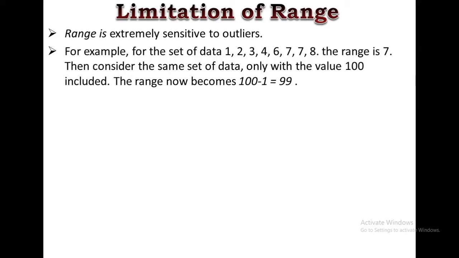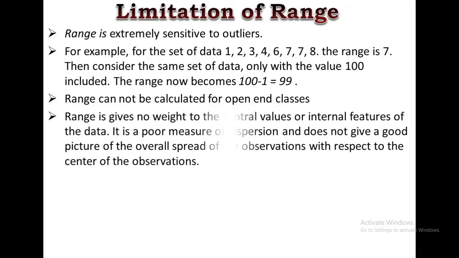And the next limitation is that range cannot be calculated for open-end classes. Range is based on two extreme observations and it gives no weight to the central value or internal features of the data. It is a poor measure of dispersion and does not give a good picture of the overall spread of the observations with respect to the center of the observations.